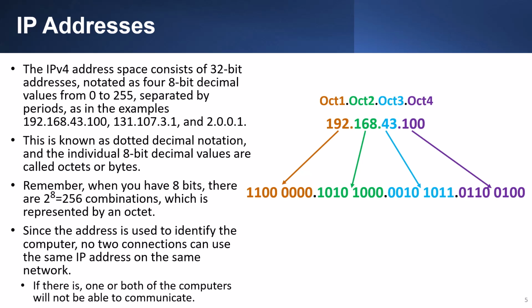Remember, when you have 8 bits, there are 2 to the 8th power equals 256 combinations, which is represented by an octet. Since the address is used to identify the computer, no two connections can use the same IP address on the same network. If there is, one or both of the computers will not be able to communicate.